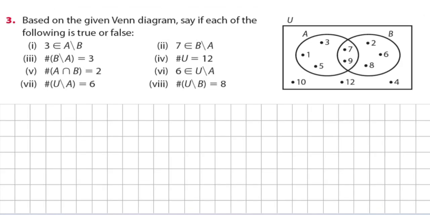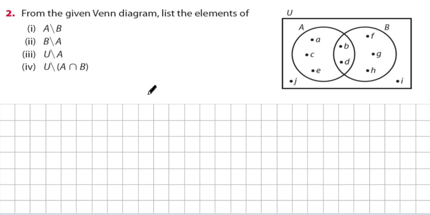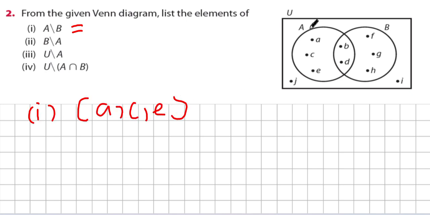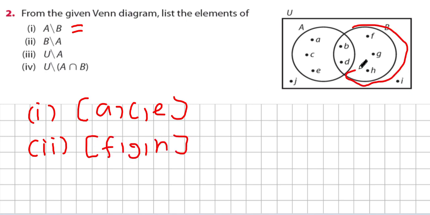Okay, we'll do this one, alright? So, really quickly, guys. Everything in A that's not in B. Go on. List it. What do you think? A, C, E. Everything in A that's not inside of B. Okay, what about part 2? Everything in B that's not in A. F, G, H.